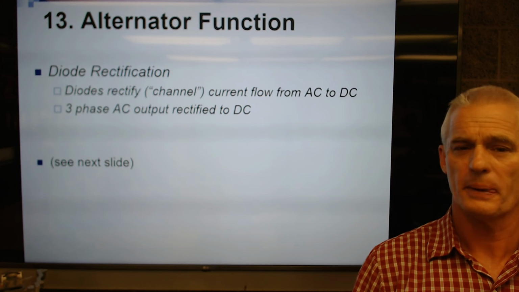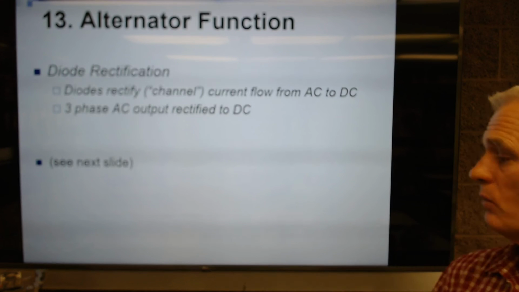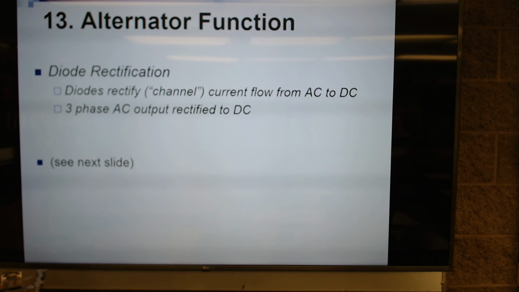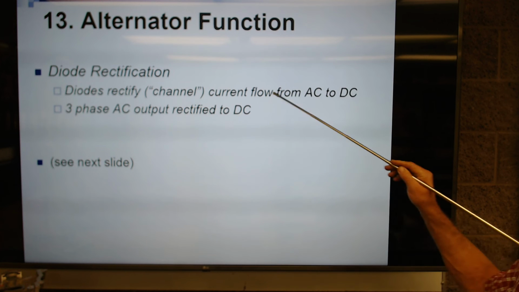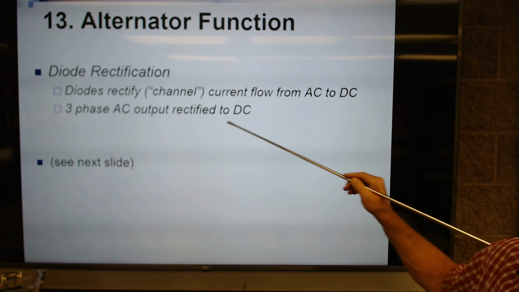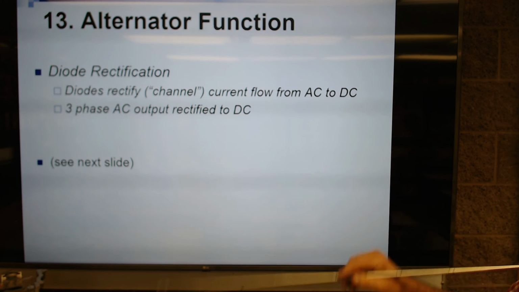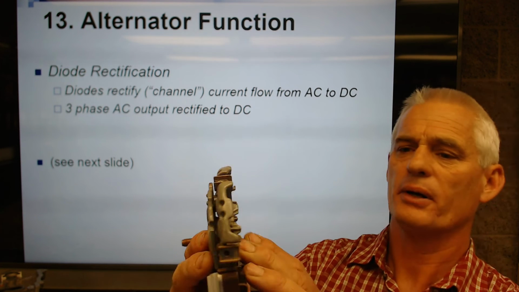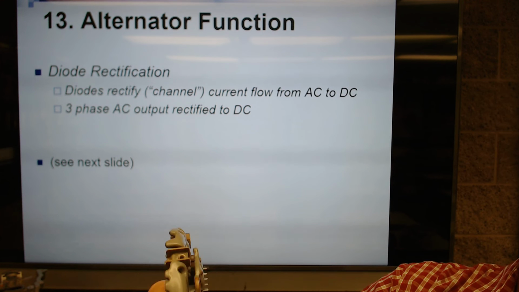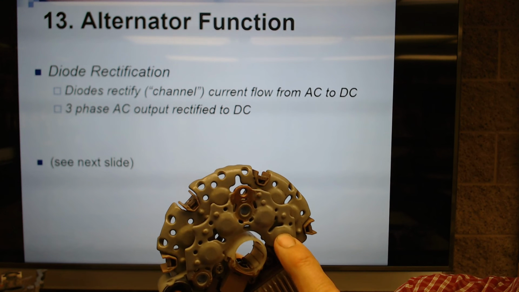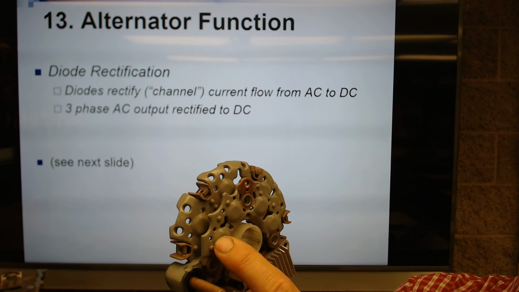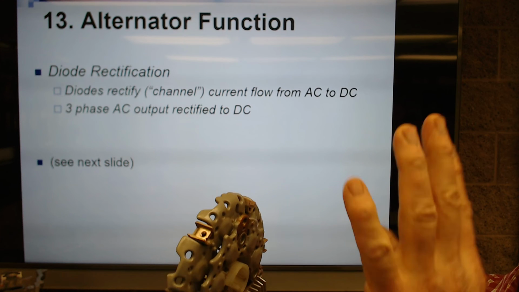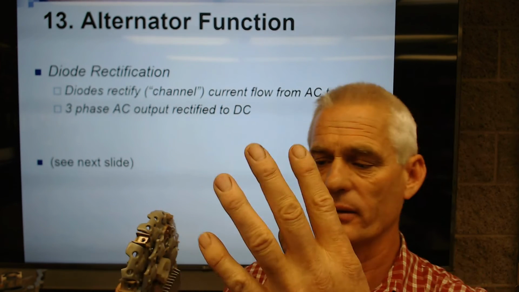Let's continue on here. So how does the alternator function? What we call diode rectification. The diodes are going to rectify or channel the current flow from AC to DC. We use 3-phase AC output and we convert it to DC. Let me show you a group of diodes. There's 1, 2, 3, 4 diodes there. 1, 2, 3, 4. So there's 4 positive and 4 negative diodes.